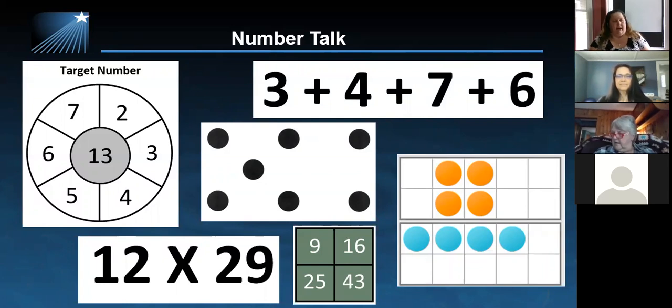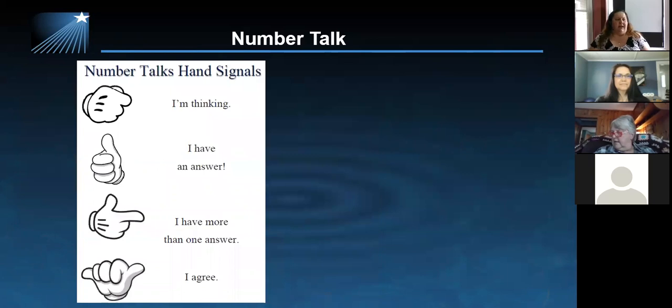There are some hand signals that go along with a number talk, so I'm going to jump ahead, but I will come back here in just a moment. Some of the hand signals that we might use in a number talk: when students are thinking about solving a problem, they make a fist and keep all their fingers down, and they place that fist on their chest. This just indicates to me as the teacher that they're thinking about a way to solve the problem that I've given them. When they have an answer, they put their thumb up, but they're still keeping their hand on their chest or close to their body.